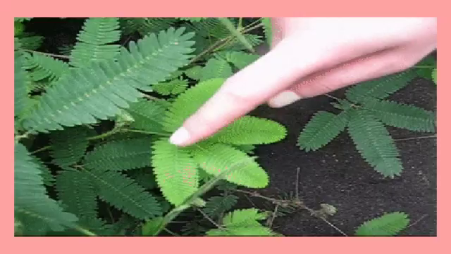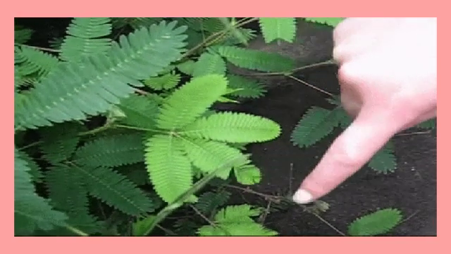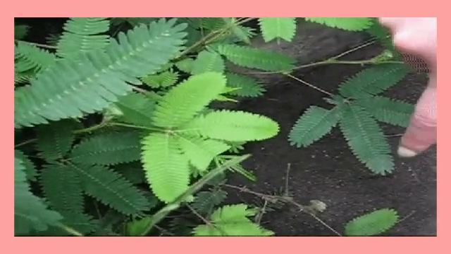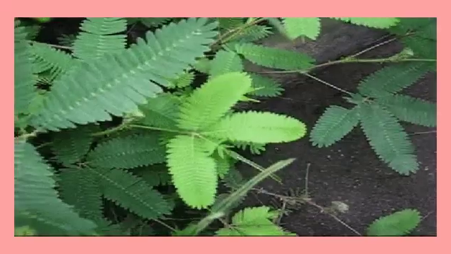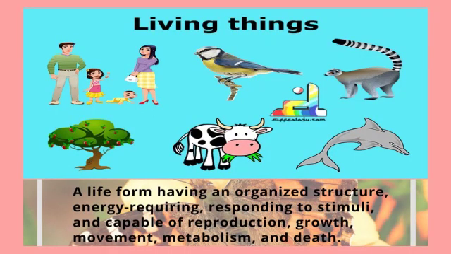However, plants also show movement. The sunflower always faces the sun. As we have discussed, the leaves of the touch-me-not plant curl up and close on being touched. Now children, on the basis of all characteristics, we can define that living things can breathe, eat, grow, move, have feelings, reproduce and die.